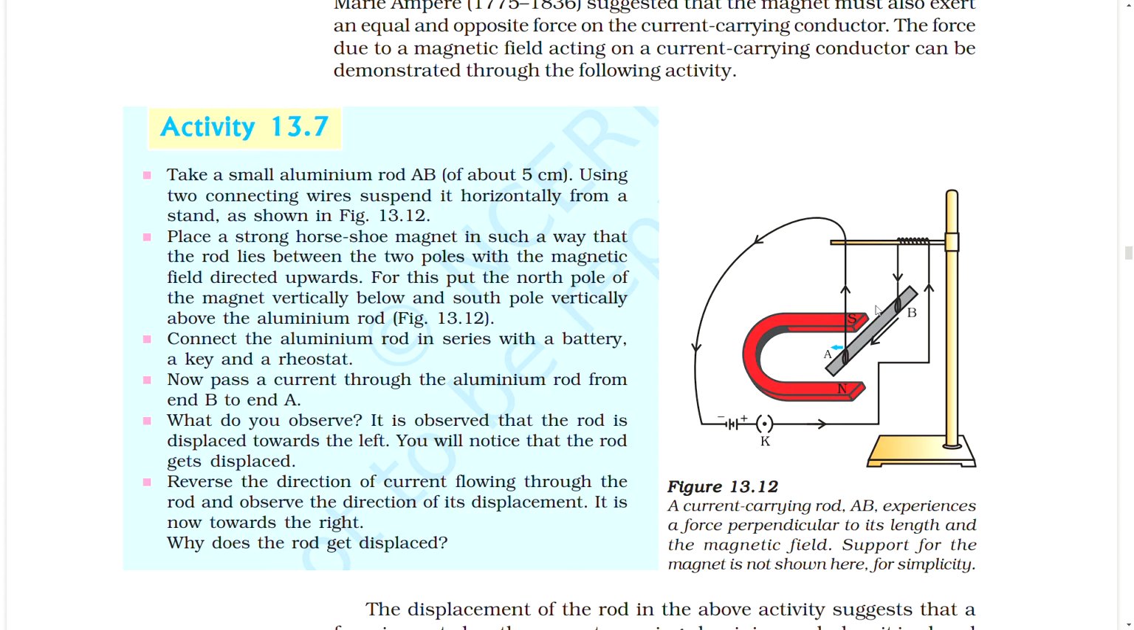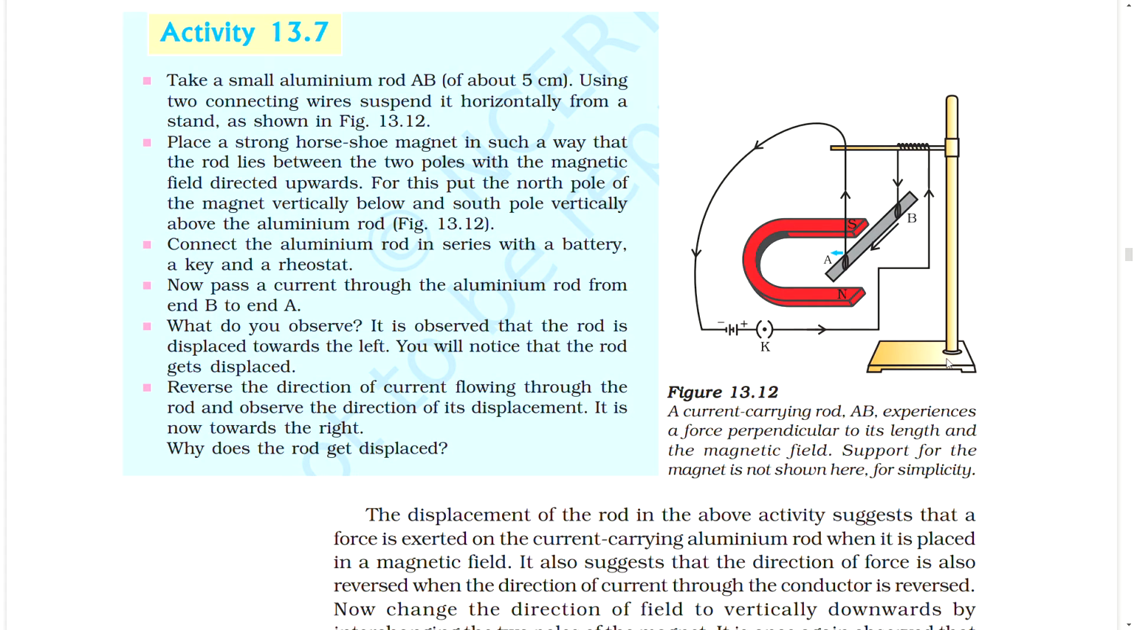What do you observe? It is observed that the rod is displaced towards the left. You will notice that the rod gets displaced. Reverse the direction of current flowing through the rod and observe the direction of its displacement. It is now towards the right. Why does the rod get displaced? Comment this.